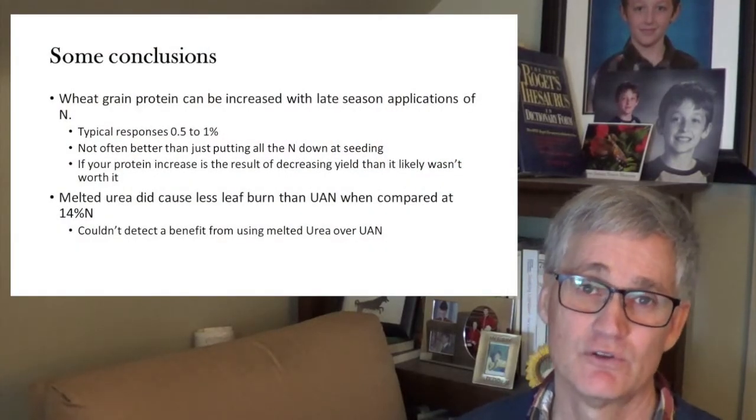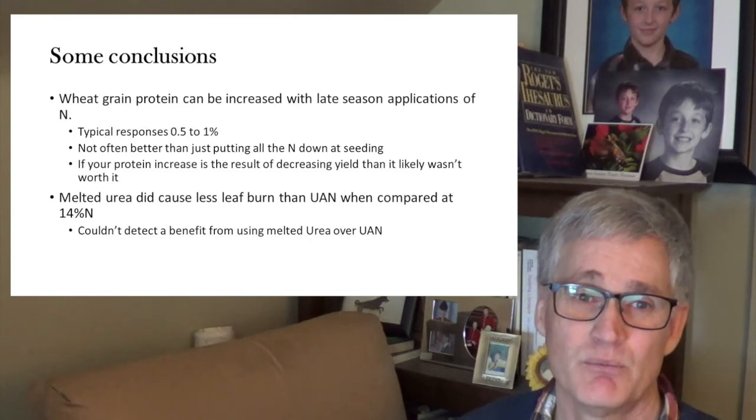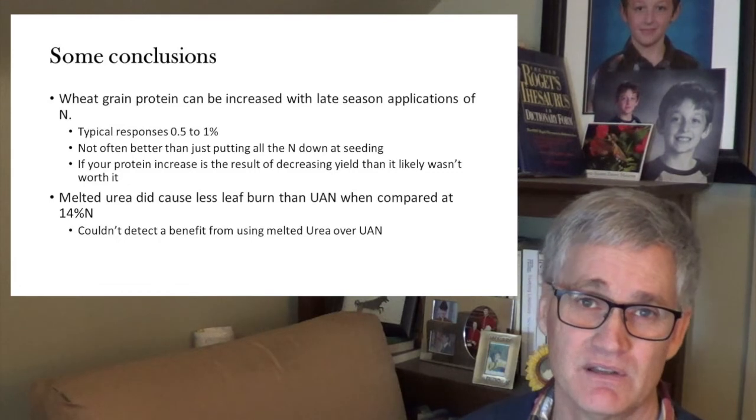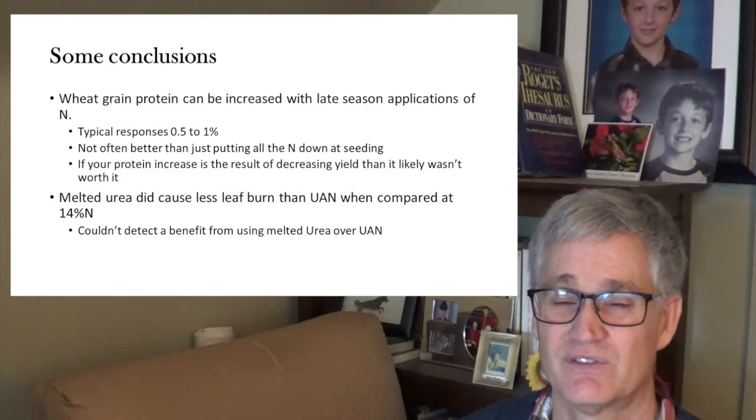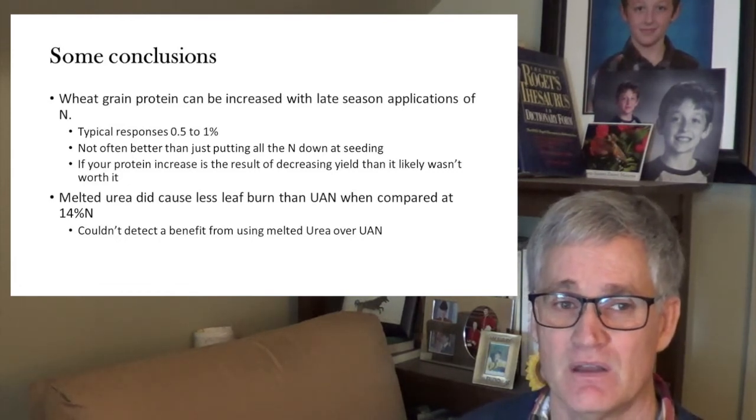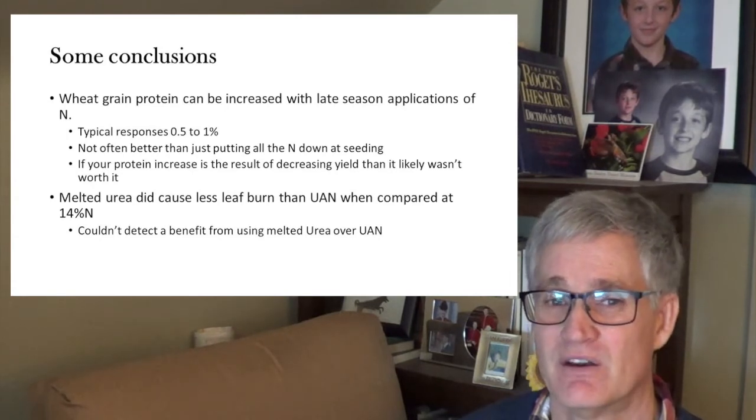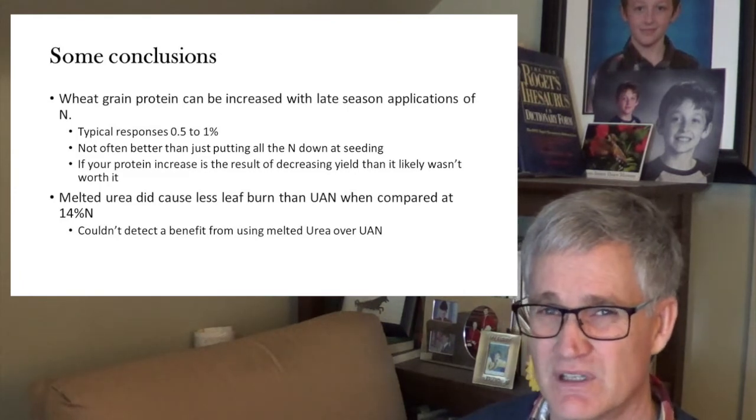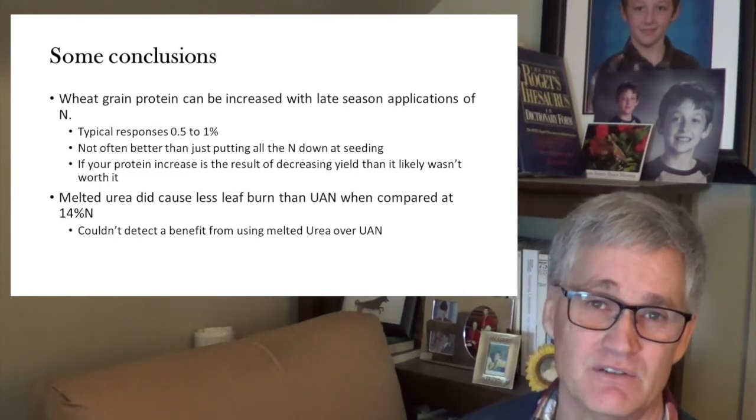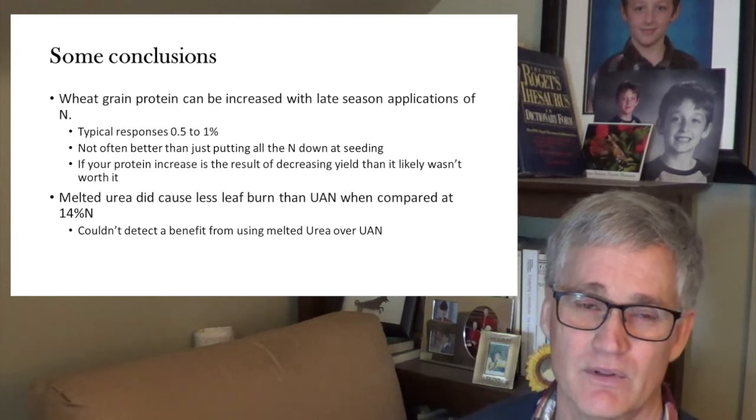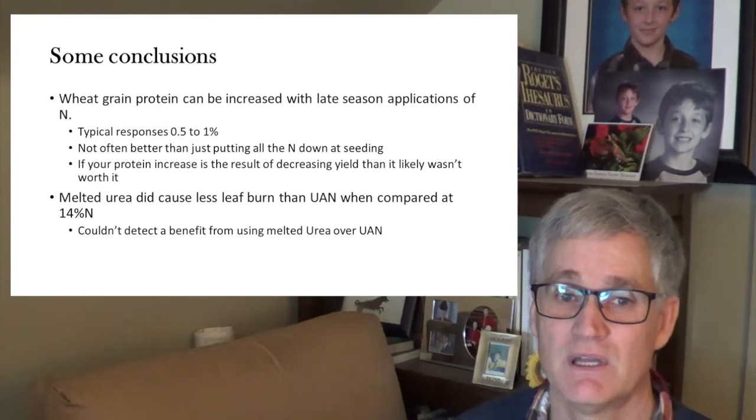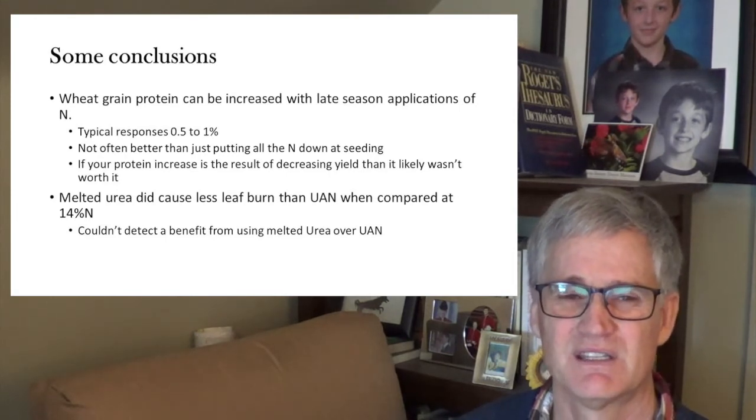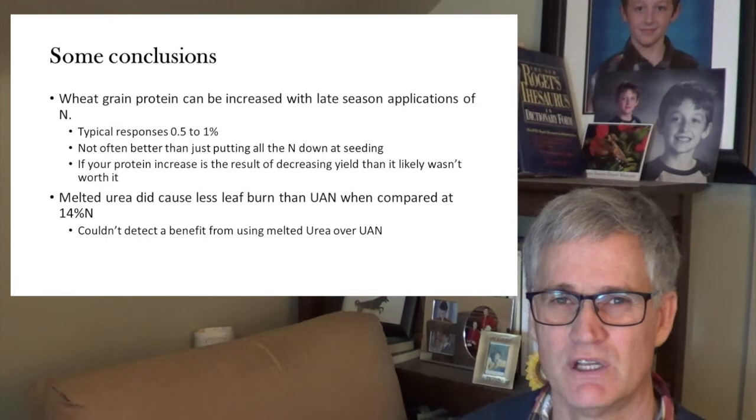So, some conclusions at this point. Wheat grain protein can be increased with late season applications of nitrogen, and we typically see responses between 0.5 to 1%. But it's not often better than just putting all that nitrogen down at seeding. If you're increasing your protein as a result of decreasing yield, then it likely wasn't worth it. Melted urea did seem to cause less leaf burn at a number of sites, but we really couldn't detect any benefit from using the melted urea over UAN.